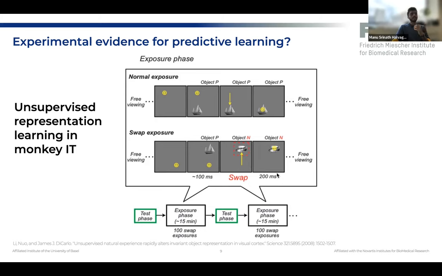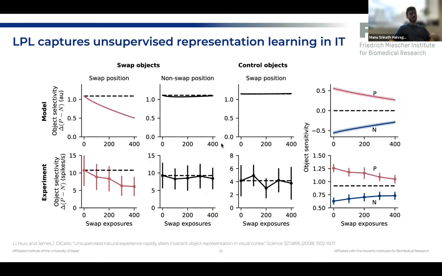So they created an incorrect temporal association between one object at a specific peripheral position with another completely different object at the center of gaze. So then the idea would be that the monkey learns over time to associate object P in the periphery with object N in center of gaze, and so the selectivity between the objects at that specific position would go down. So this object-specific and location-specific change in selectivity between the pairs of objects could be quite clearly seen in electrophysiological recordings from the IT. And this was really specific to the position where the swap was happening and to the objects that were being swapped.